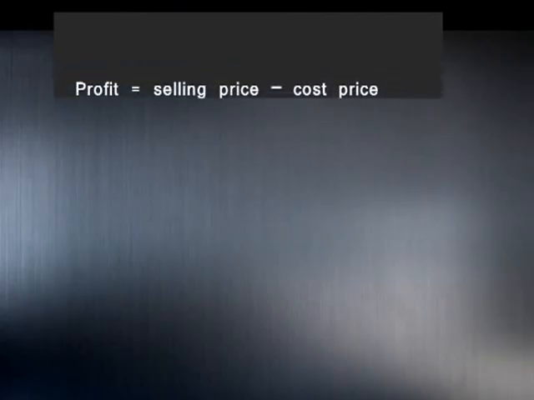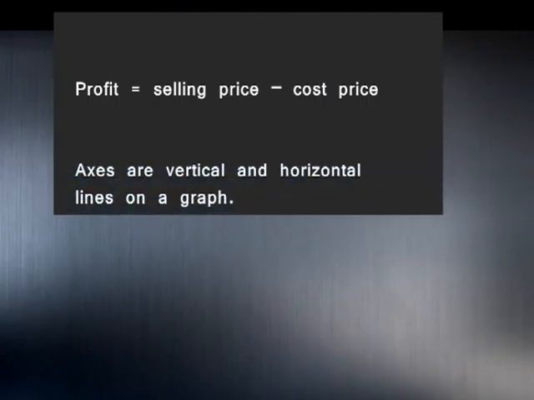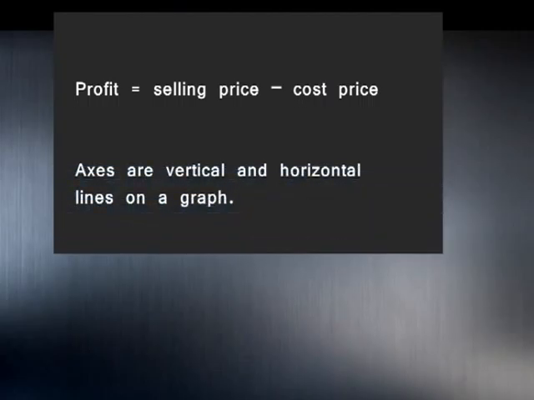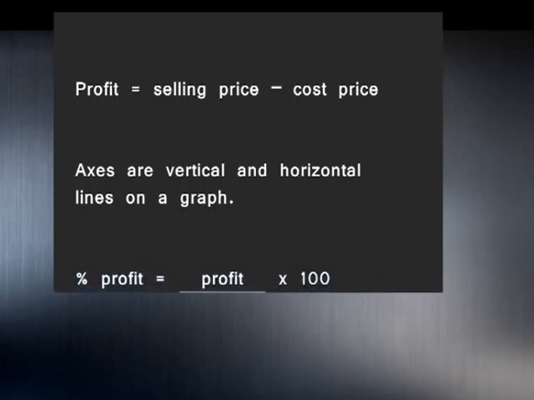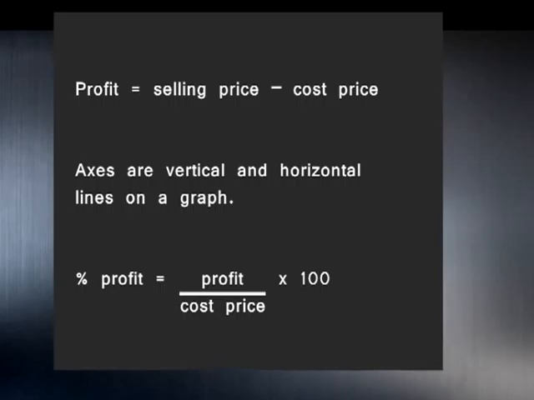Let's now recap what we've learned today. Profit is equal to selling price minus cost price. Axes are vertical and horizontal lines on a graph. Percentage profit is profit divided by the cost price multiplied by 100.